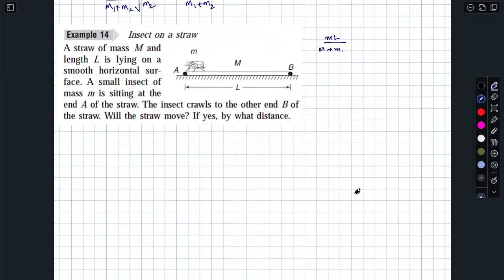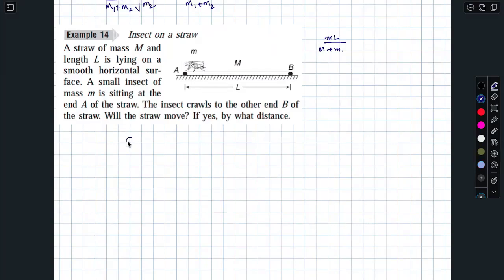A straw of mass M and length L is lying on a smooth horizontal surface. A small insect of mass m is sitting at end A of the straw. The insect crawls to the other end B of the straw. Will the straw move? This is the same as what happens in that case.